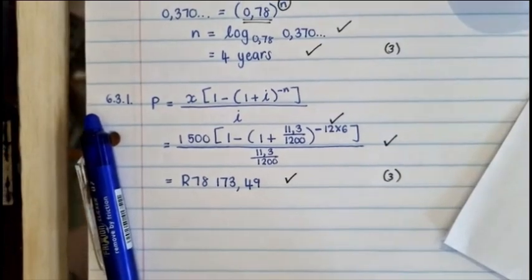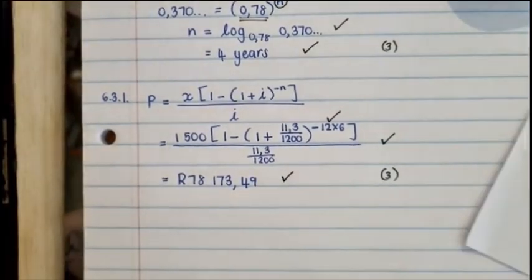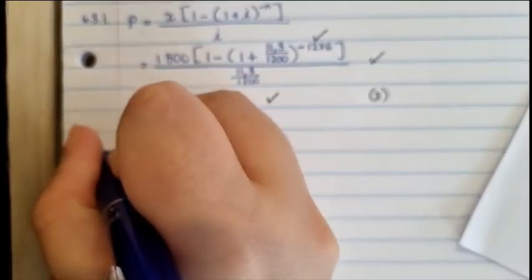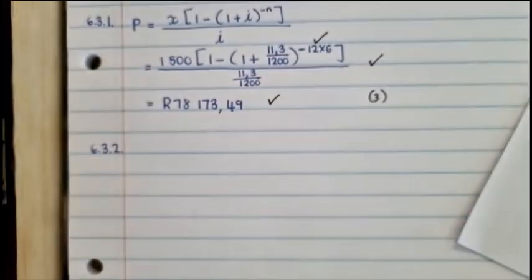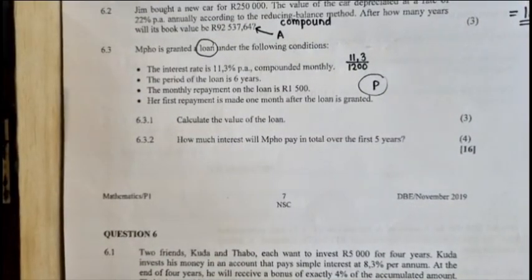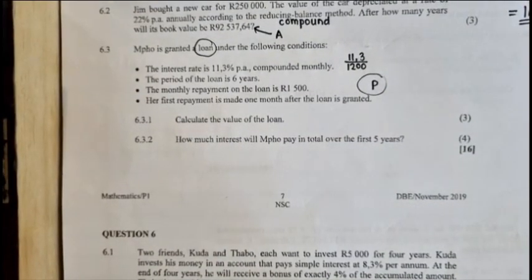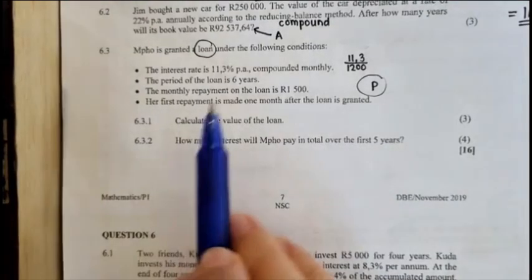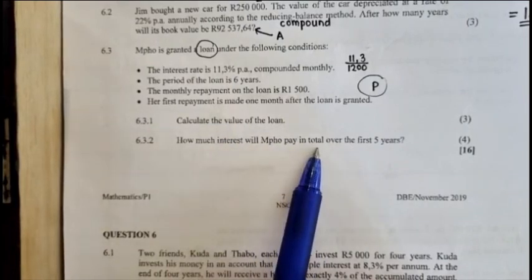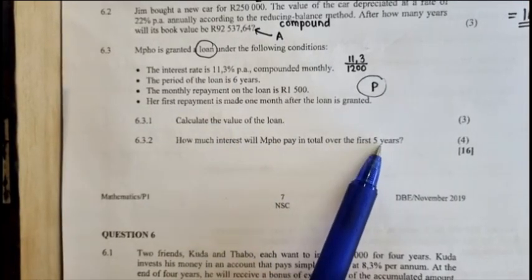Now 6.3.2. This is a bit of a complicated question. It has many steps. So 6.3.2, they are saying how much interest will Mpho pay in total over the first 5 years. Now this loan was repaid over 6 years. So they're asking us now how much interest will she pay over the first 5 years.